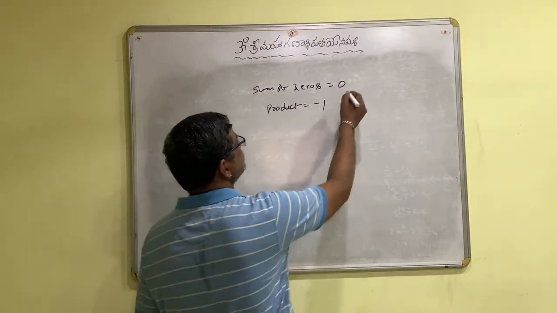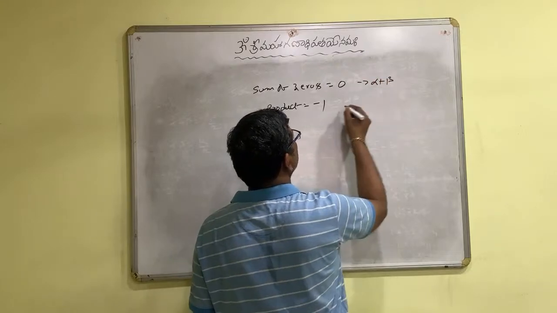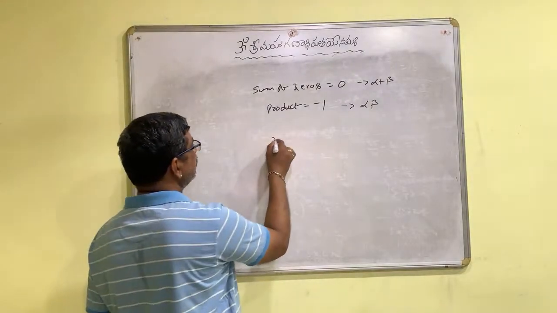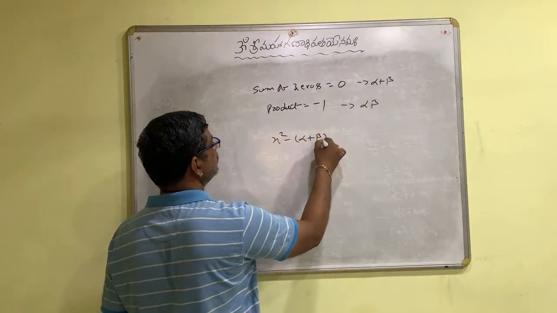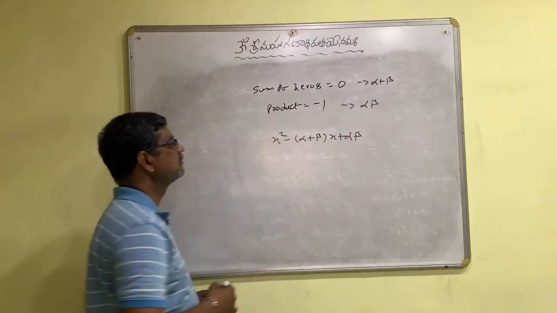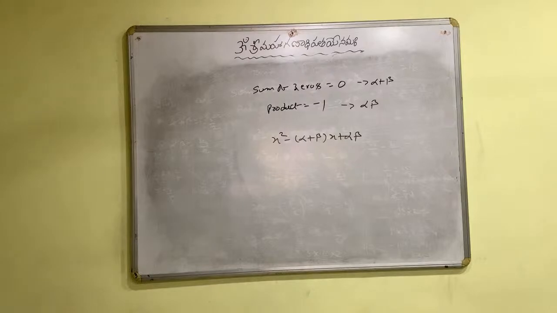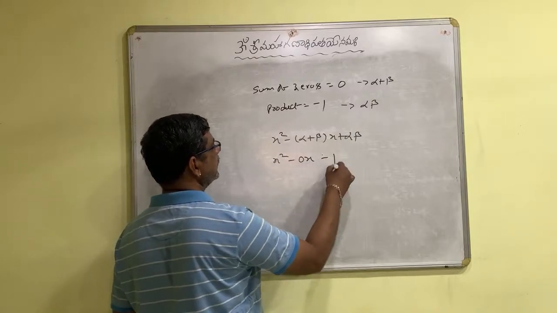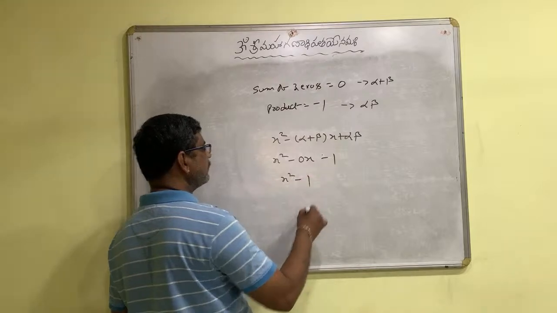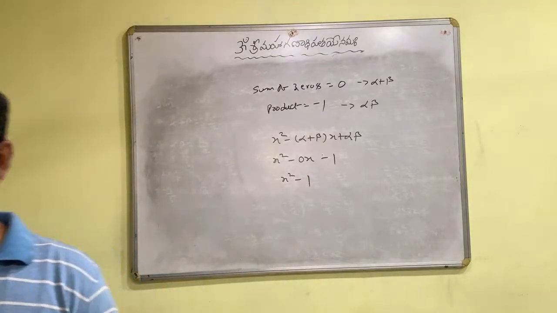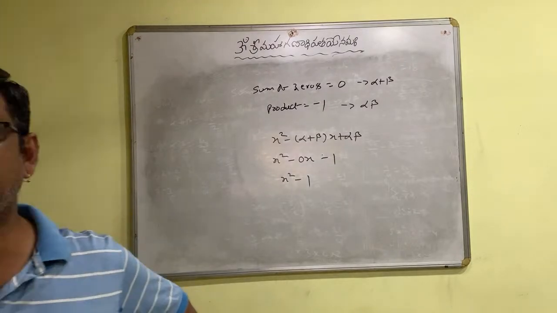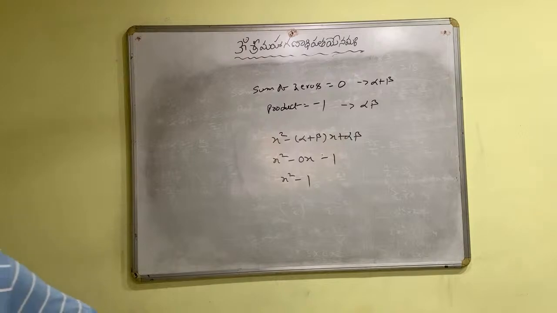Sum of zeros means this is nothing but alpha plus beta. This is nothing but alpha beta. And we have a formula: x square minus alpha plus beta into x plus alpha beta. Now substitute the values. X square minus 0x minus 1. That means x square minus 1. X square minus 1 is the quadratic polynomial.